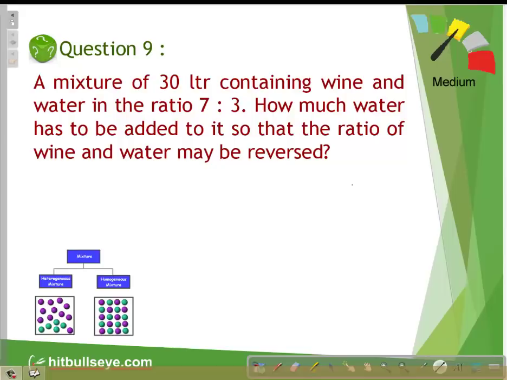In this question, it says the ratio of wine and water is 7:3, and finally this ratio might be reversed. So can I say you want to make this ratio 3:7 for wine and water? Now, again, we can solve this question by either of the two ways. Let's solve this question by way of water. Now, how much water is there initially? The water happens to be 3/10 in this.